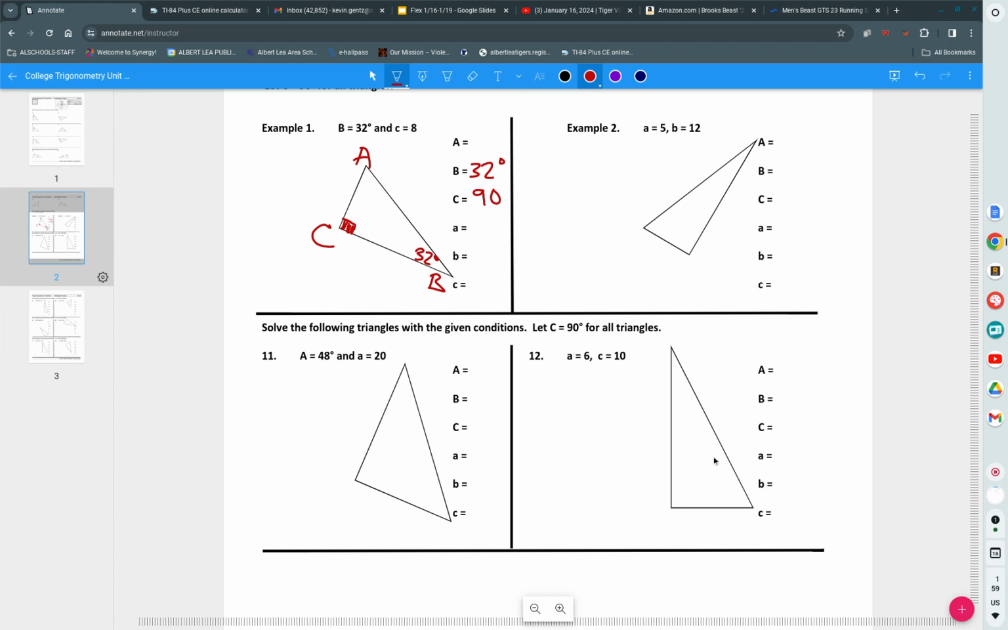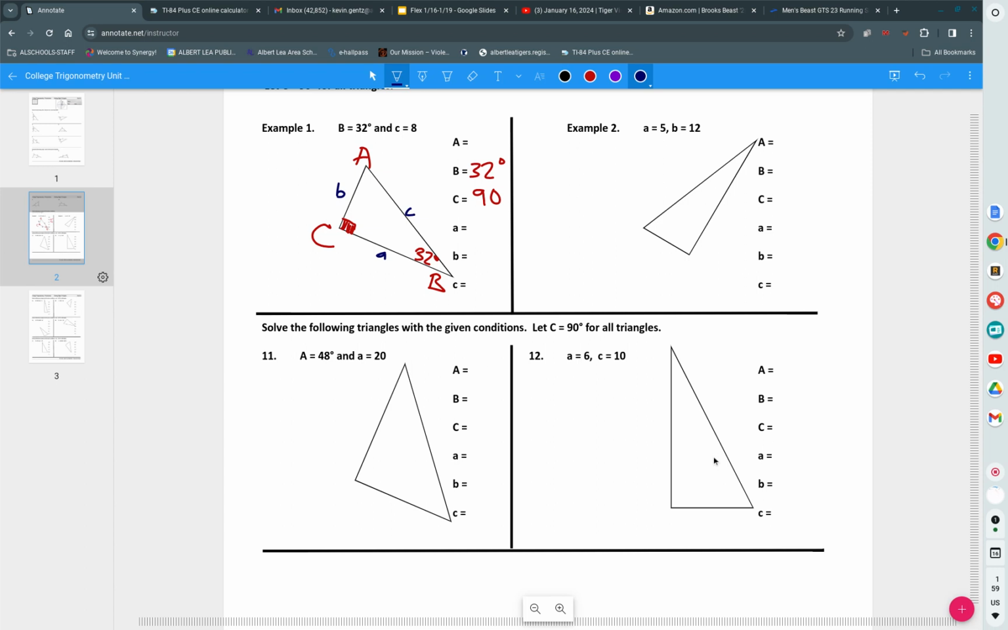Now, as far as the sides are concerned, the angles are always the capital letters. The sides are the lowercase letters. And if this is angle C, then this is side C. It is across from angle C. And so this would be angle A down here, and B would be over on the side over there.